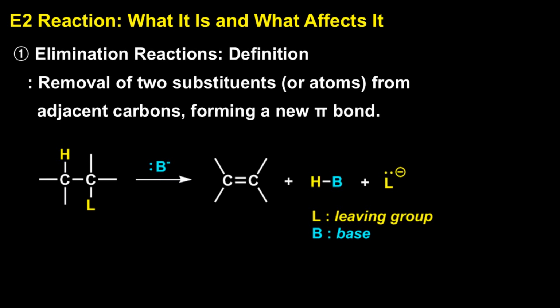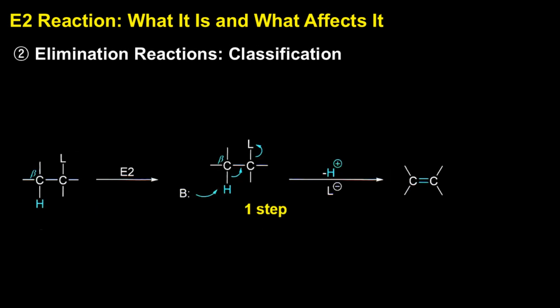Elimination reactions involve removing two substituents from adjacent carbons, creating a new pi bond. Simply put, a double bond forms when two groups leave the molecule. We can divide elimination reactions into three main types, E2, E1, and E1CB. Each has a unique mechanism, which we'll explore later. But first, let's get a quick overview of how they differ.